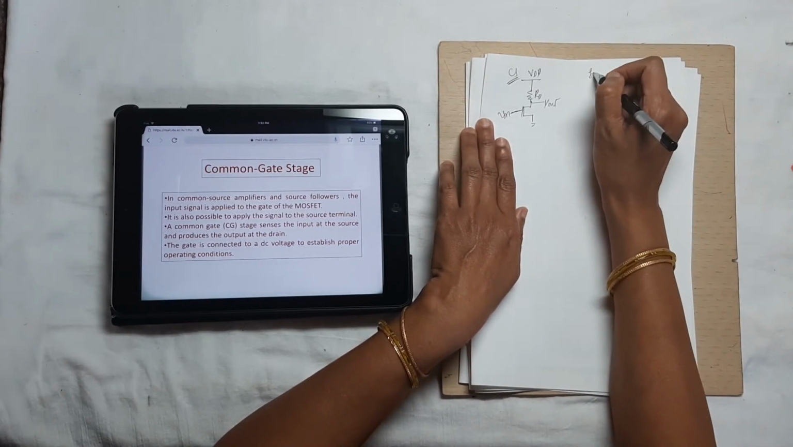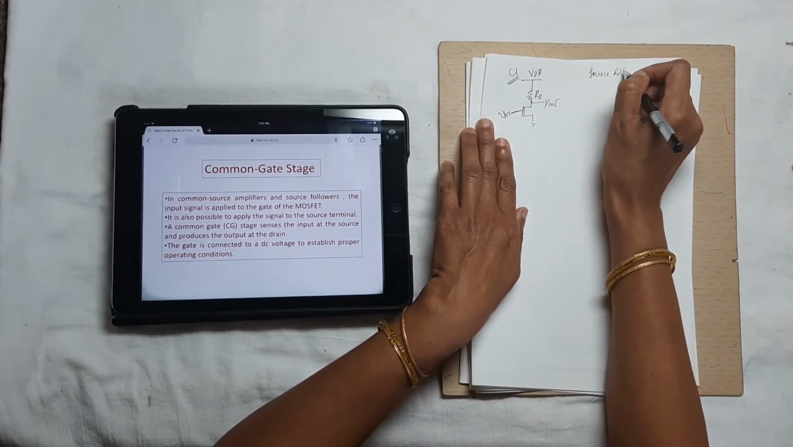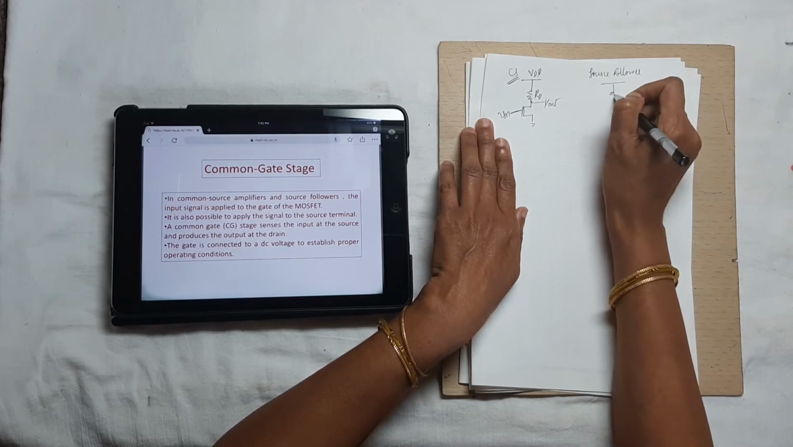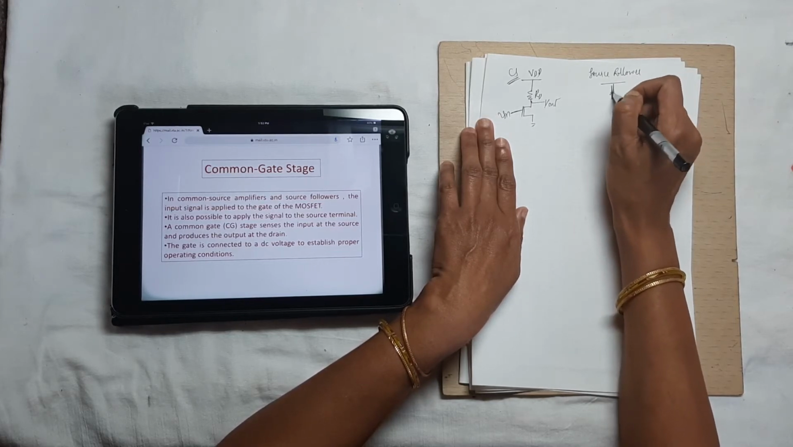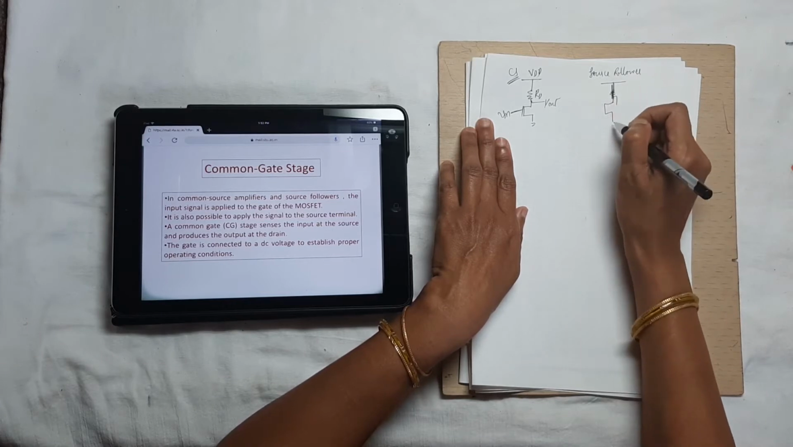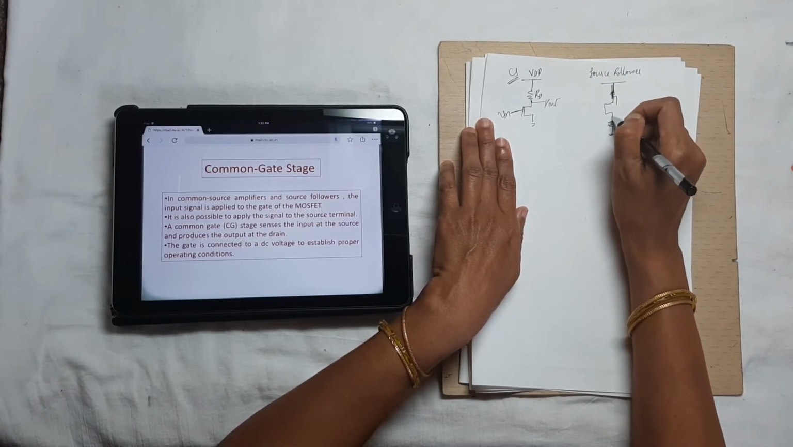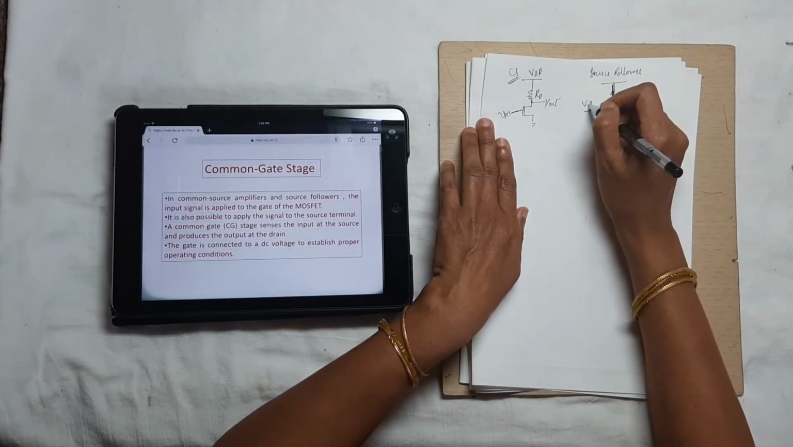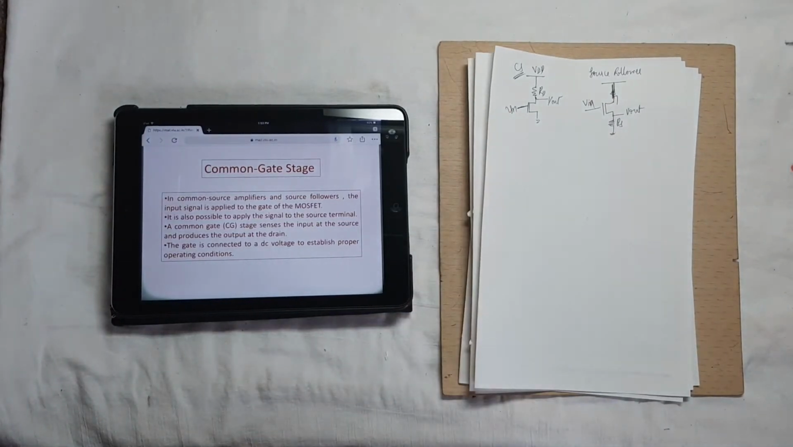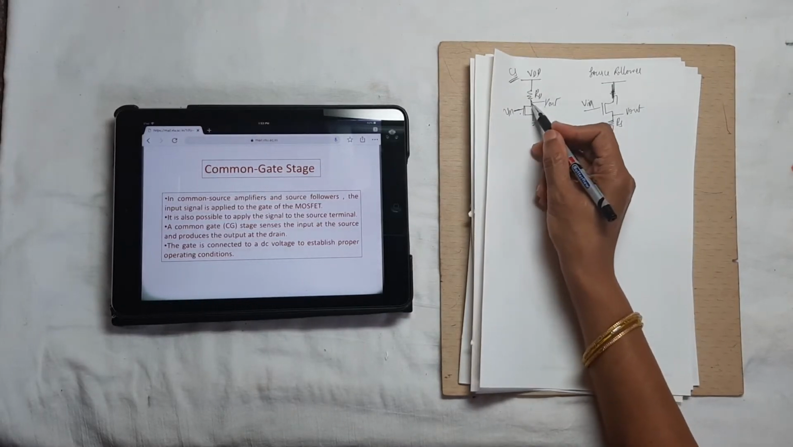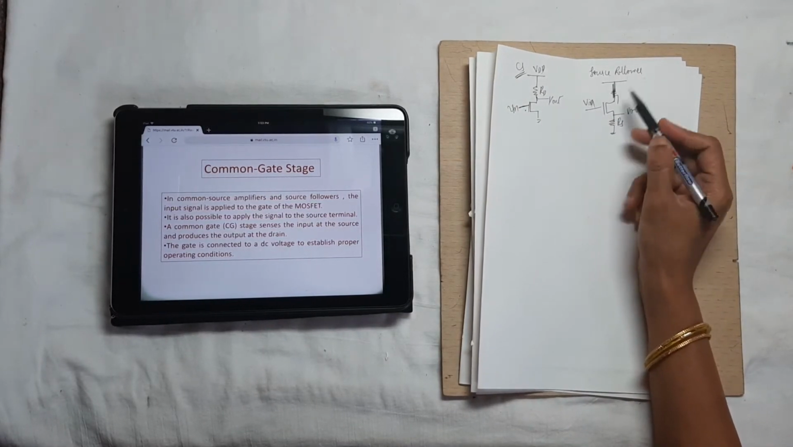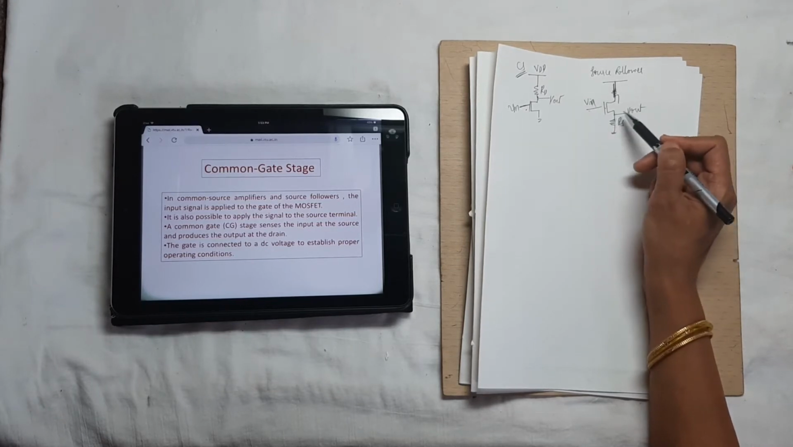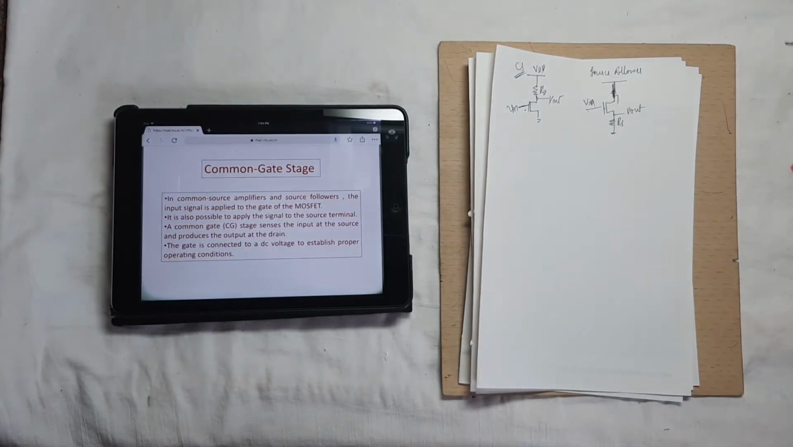What about the source follower? In the source follower, we have RD, and we have RS, and from this point the output is taken and input is at the gate terminal. Therefore, in common source amplifiers and source followers, the input signal is applied to the gate. Here it is applied to the gate, output is taken from the drain. For source follower, input is applied at the gate and the output is taken from the source.